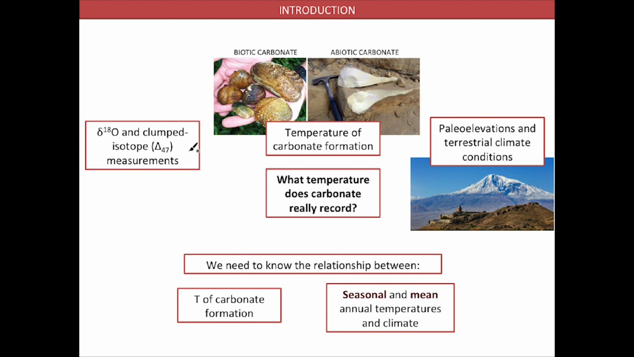Delta 18O and clumped isotope measurements provide the temperature of carbonate formation that may be used for inferring paleoelevations and terrestrial climate conditions in which it formed. But what temperature do they really record? In order to make inferences on past elevations and climate, we need to know the relationship between those temperatures and seasonal and mean annual temperatures and climate.